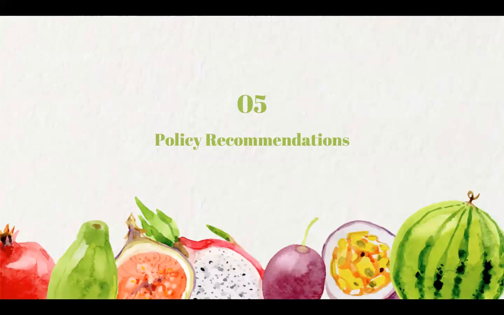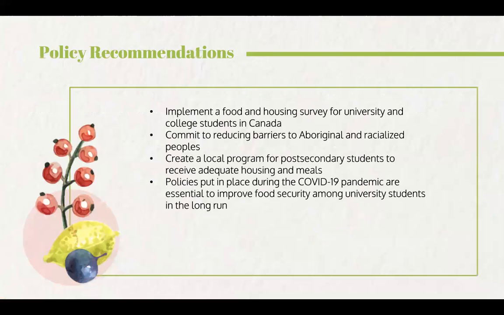In the next section, we will discuss a few policy recommendations that can be put in place to improve food availability and access for students, and a few ways in which COVID has contributed to the improvement of food security. In order to address the issue of food insecurity among university students, the following policies should be implemented: a food and housing survey for university and college students in Canada, a commitment to reducing barriers for Aboriginal and racialized peoples, and a local program for university students to receive adequate housing and meals.